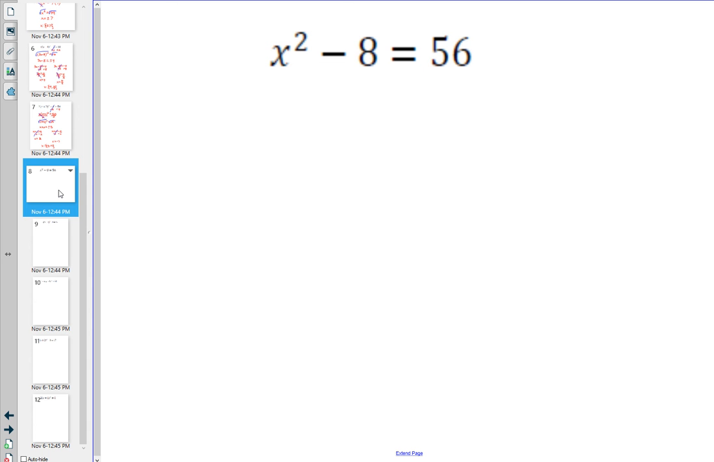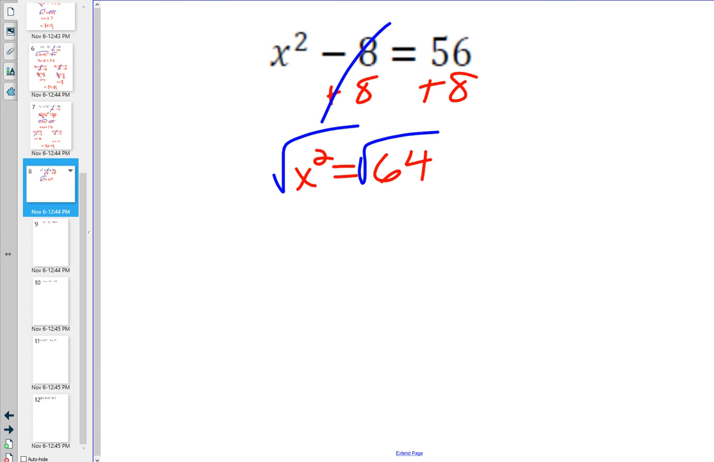Did any of the other children get it already? Syria, you got something? What'd you get, Syria? Yeah, because it was just plus 8, cancel, x squared is equal to 64. And then once you take the square root, x can be positive or negative 8, to write a solution set.